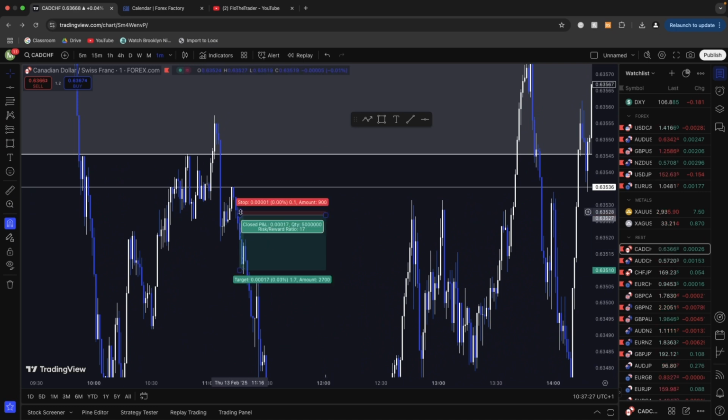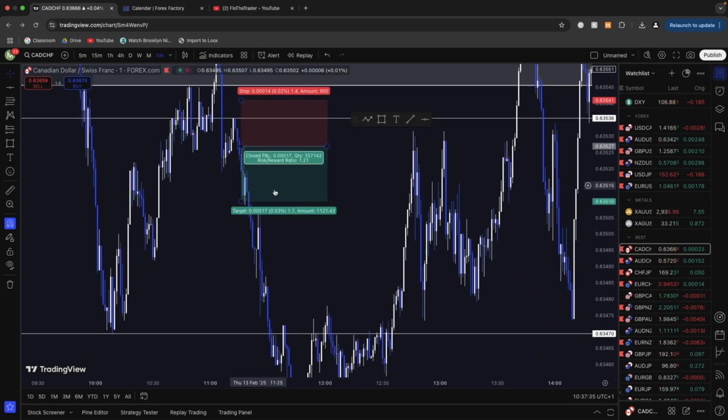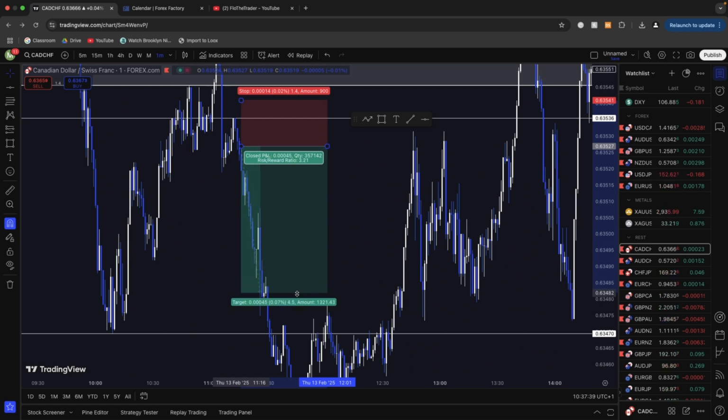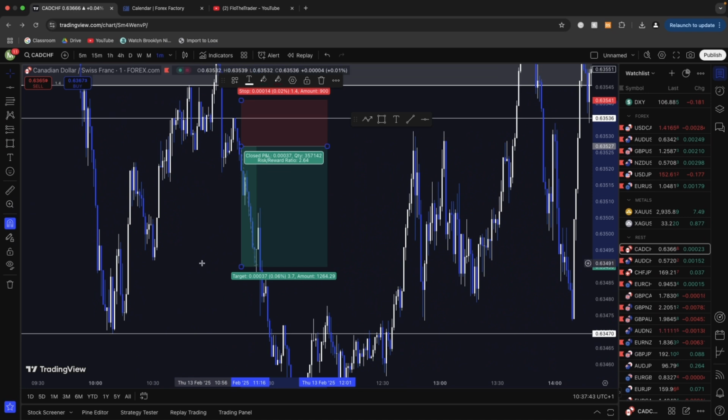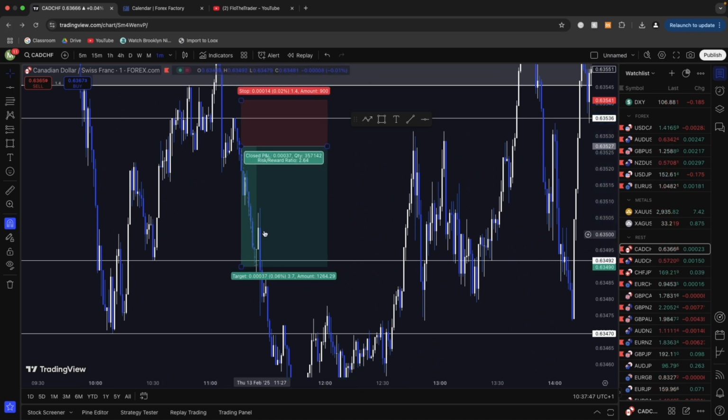Some people like to go straight for the 1 to 2, 1 to 3s. I like to take some partials. But yeah, getting back to the trade. So I took a partial here. I let it run. And then I started seeing some sweeps from this low right here.